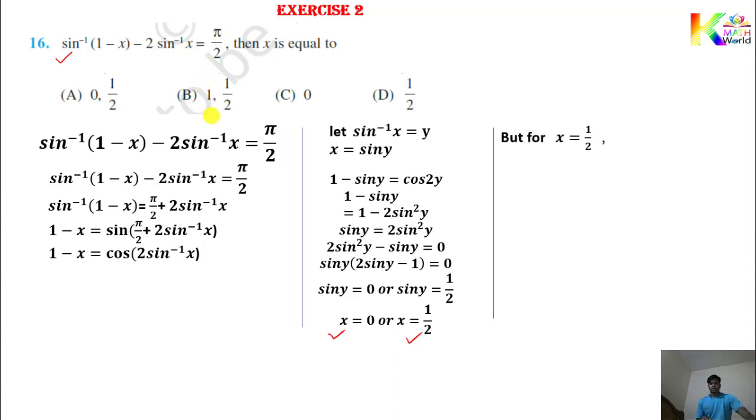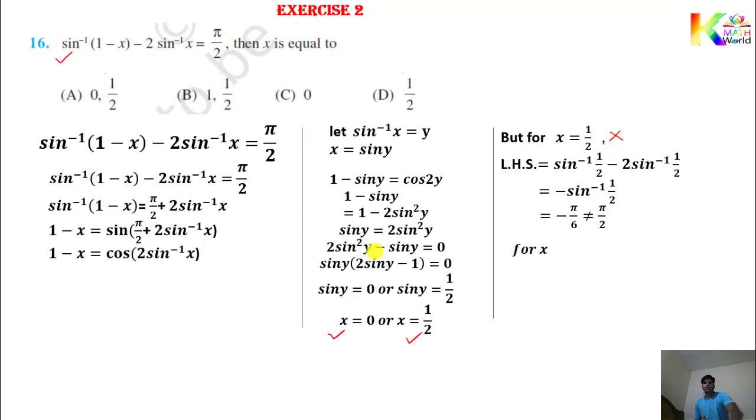Okay, so for x equals 1 by 2, as we discussed earlier, replace here. So sin inverse 1 minus 1 by 2, that is 1 by 2 minus 2 times sin inverse 1 by 2. Okay, so 1 times sin inverse 1 by 2 minus 2 times sin inverse 1 by 2 means 1 minus 2, that is minus 1. So minus this one, sin 30, that is 1 by 2. It means you got minus 5 by 6. That is not 5 by 2. It means x equals 1 by 2 is not possible.